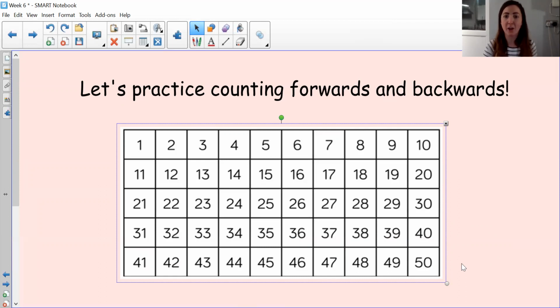It gets a bit trickier. So if we're counting backwards from 50, what number do we need to start on? That's right, we need to start on 50. Okay, are you ready? Count with me.